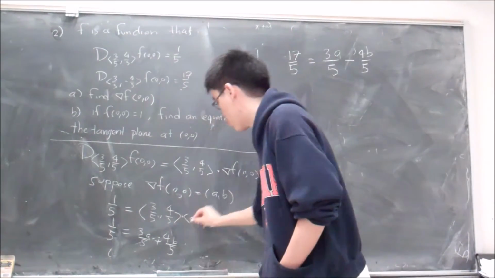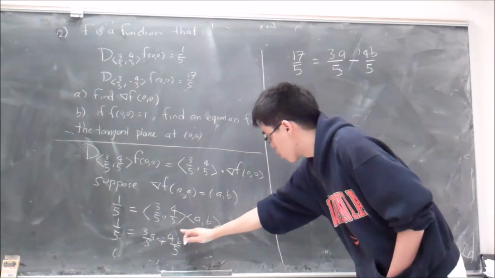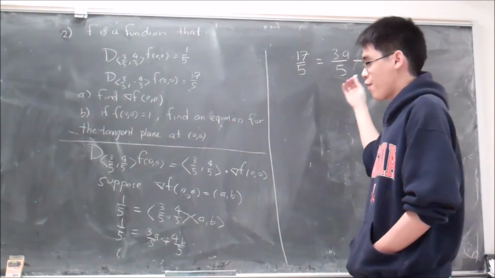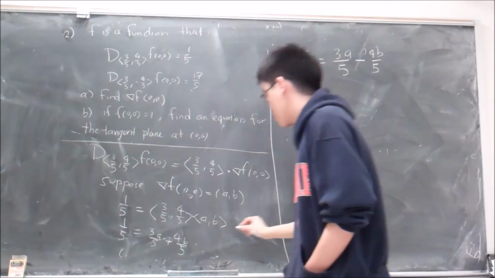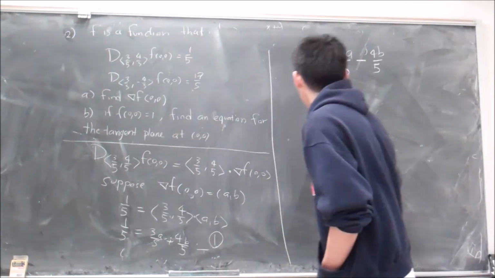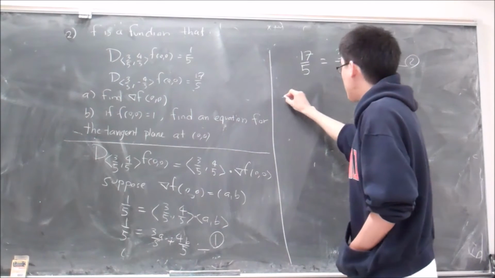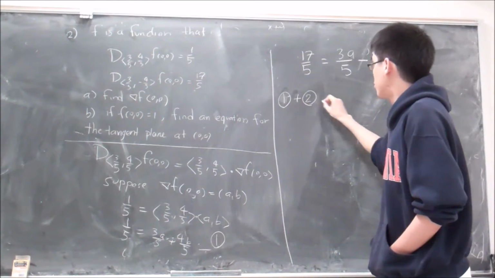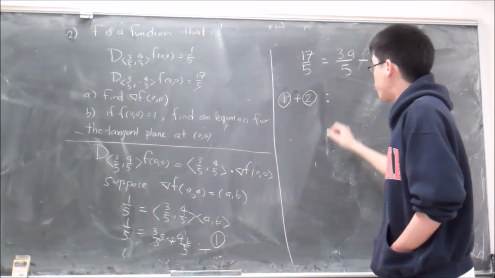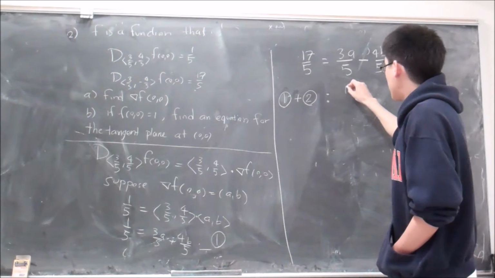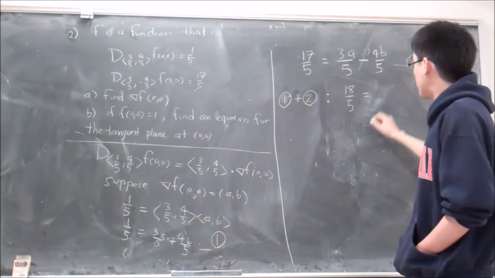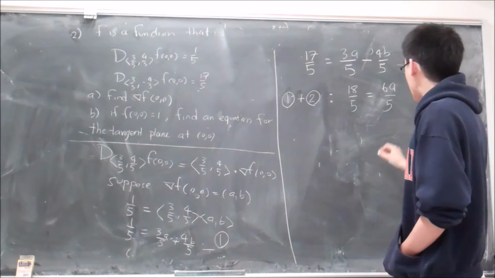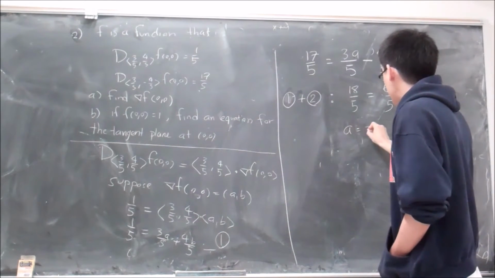So you look at these two and you see you have 4B/5 here and minus 4B/5 here. If you add these two equations, then you will be able to solve for A. Let's call this one equation 1 and this one equation 2. If you add 1 to 2, then you get 18/5 equal to 6A/5. Cancel, cancel, A will be equal to 3.